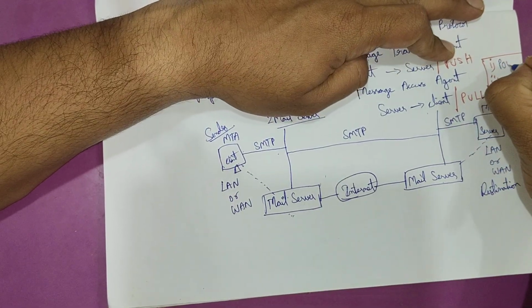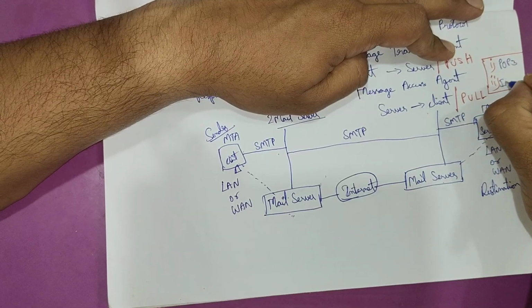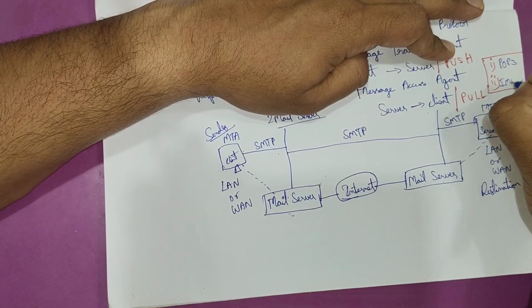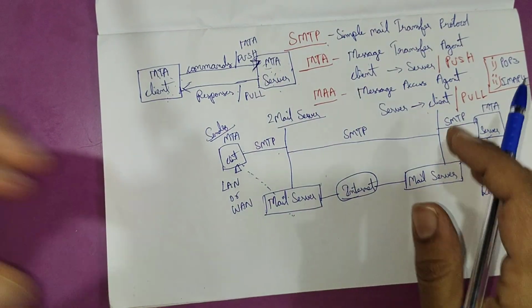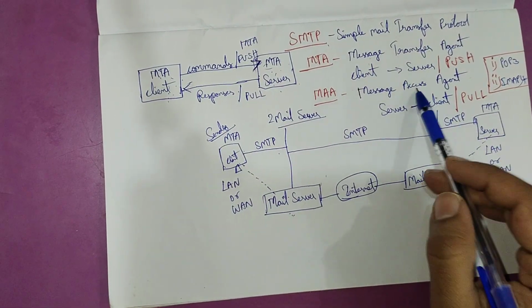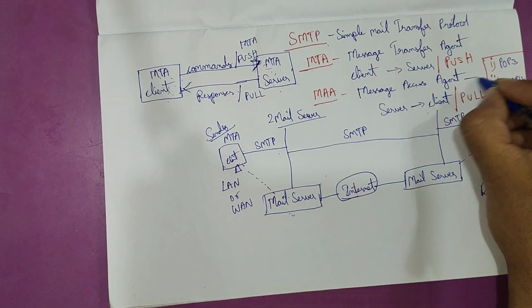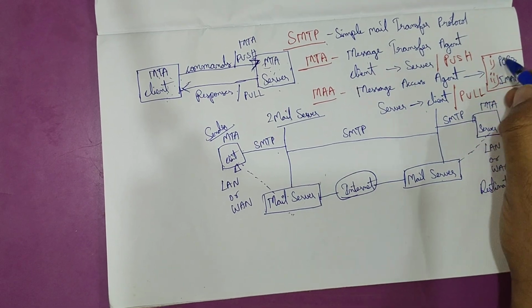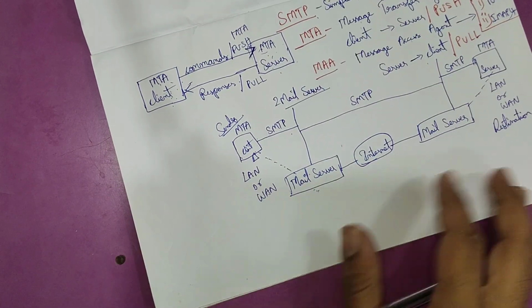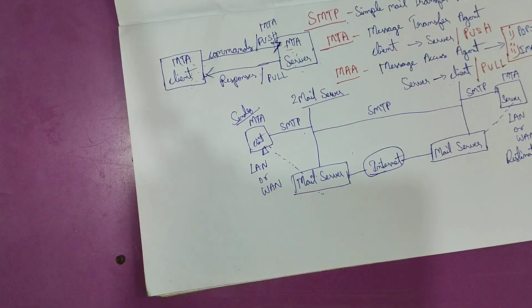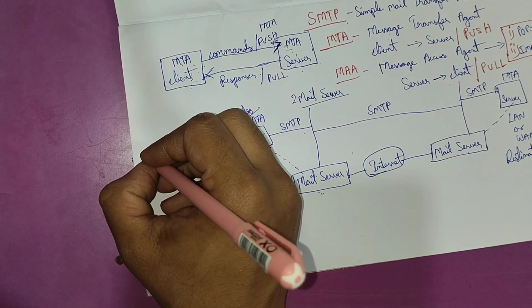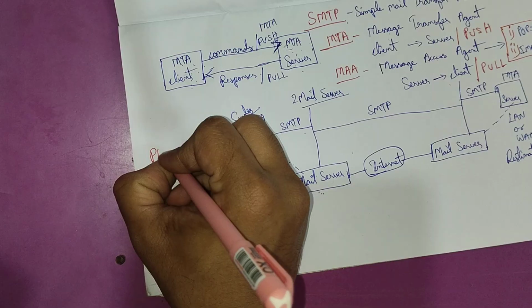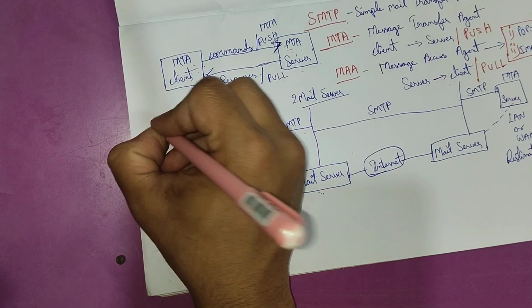One is POP3, and the other one is IMAP4. These are the two different protocols used by the message access agent. For accessing the data, we use these two protocols. Now here we have discussed these points, right? Here we are going to have phases. Here also we are going to have phases. What are these phases?